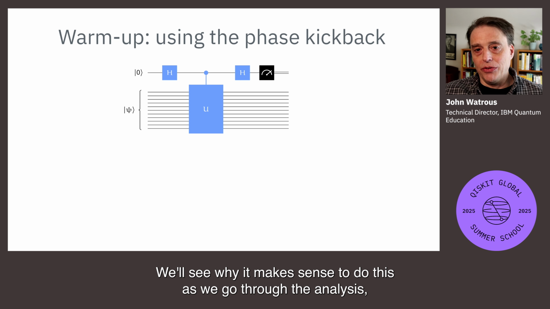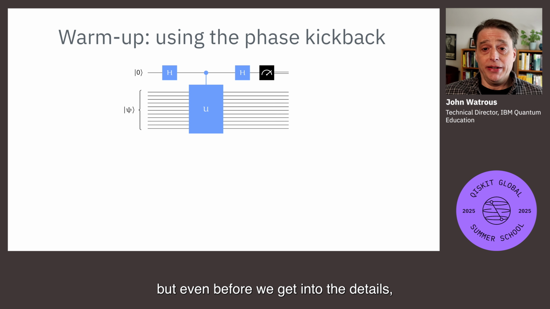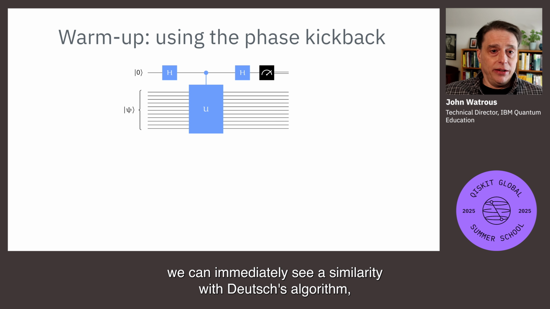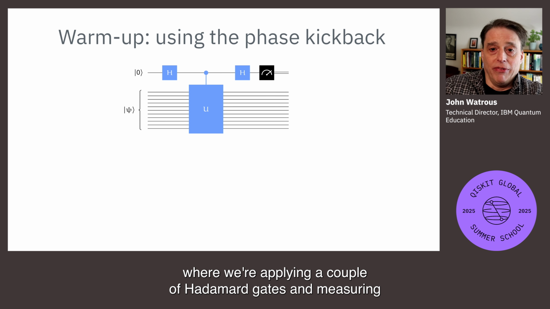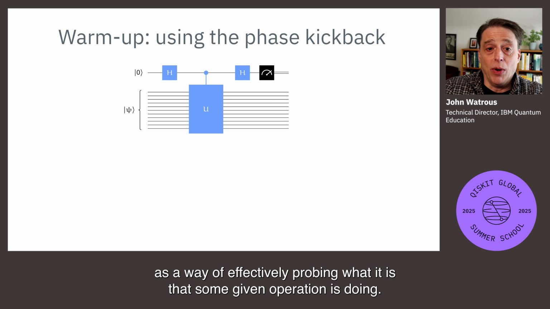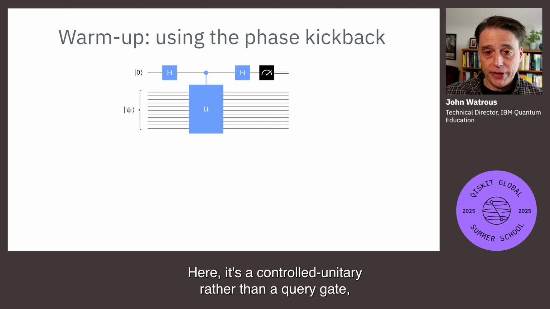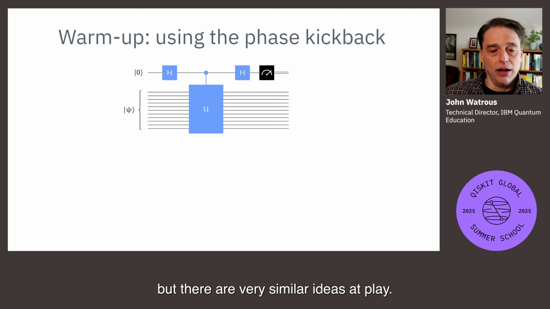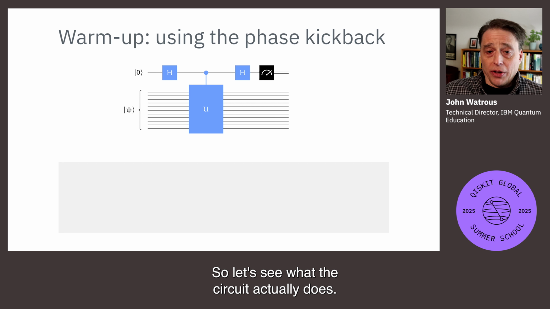We'll see why it makes sense to do this as we go through the analysis, but even before we get into the details, we can immediately see a similarity with Deutsch's algorithm, where we're applying a couple of Hadamard gates and measuring as a way of effectively probing what it is that some given operation is doing. Here, it's a controlled unitary rather than a query gate, but there are very similar ideas at play. So let's see what the circuit actually does.